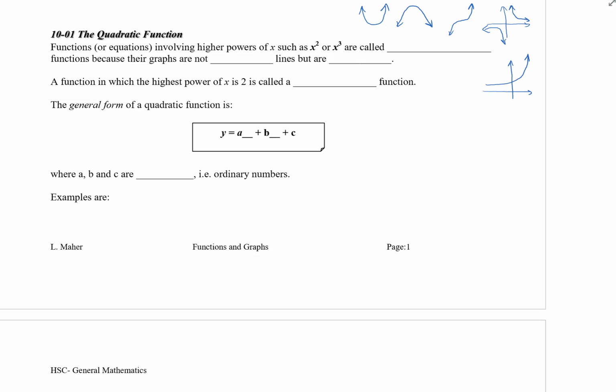just like we did for a straight line. We looked at the equation of a straight line, the table of values for a straight line, and then the graph of a straight line. So the first one we'll look at is the quadratic.